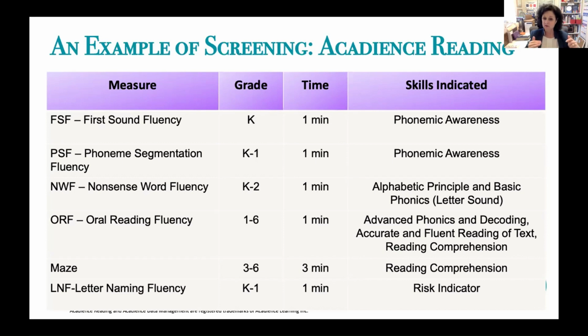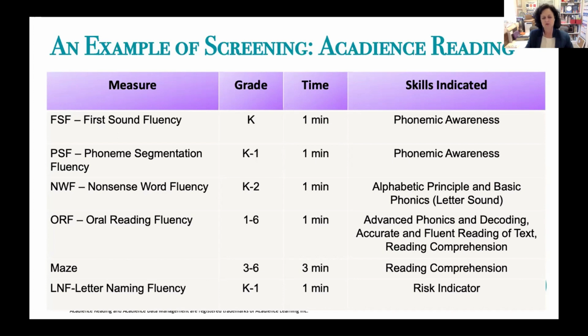Now, 1 out of 10 students, that's not going to be a match. They might be accurate and fluent, but not understanding what they're reading, or they might not be accurate or fluent and still seem to understand. The mismatch can happen for 1 out of 10 in either direction.